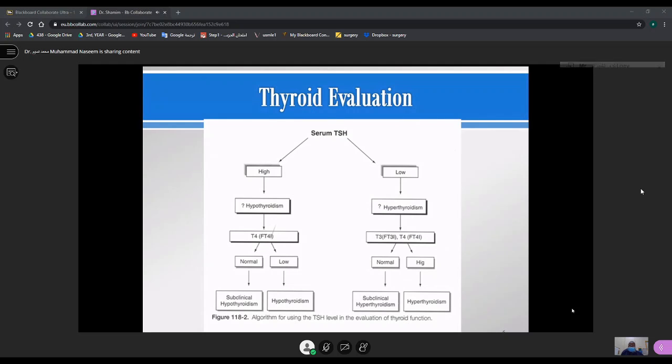Similarly, if TSH comes low, it indicates hyperthyroidism. Then we will again do T3 and T4. If they come normal, it indicates subclinical hyperthyroidism. And if they are high, it confirms hyperthyroidism.